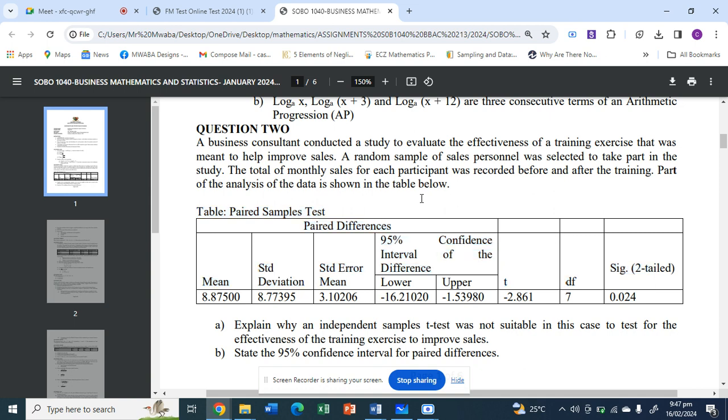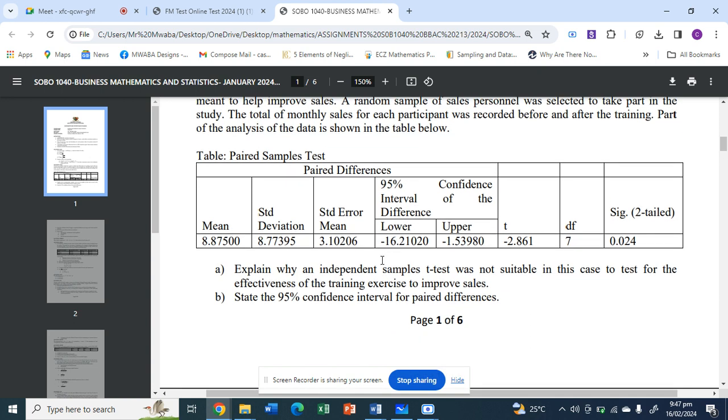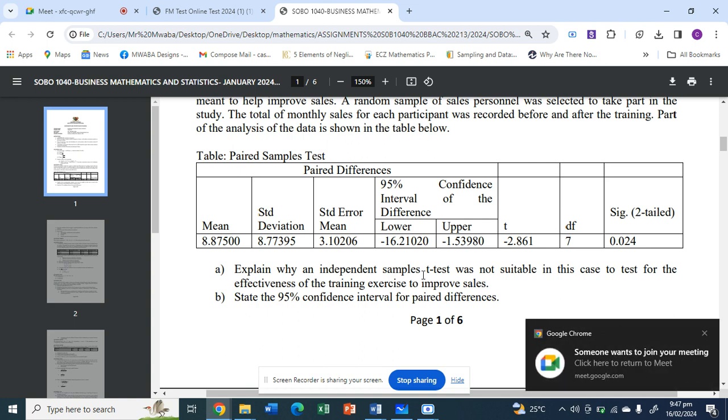All right, so as we're answering the question, I'll be explaining what these things mean. So the first question is, explain why an independent samples test was not suitable in this case to test for the effectiveness of the training exercise to improve sales. All right, so first let me illustrate what an independent samples test is.